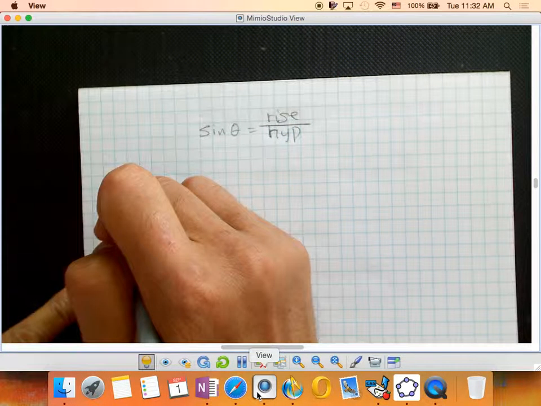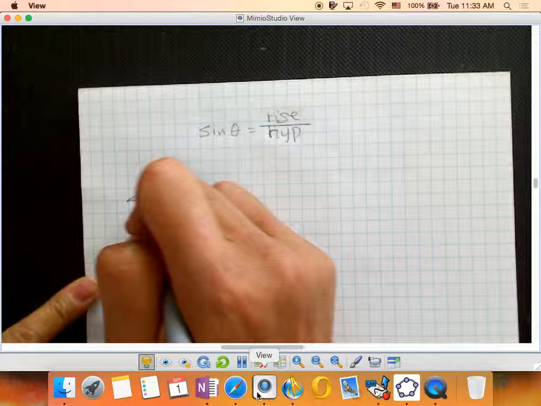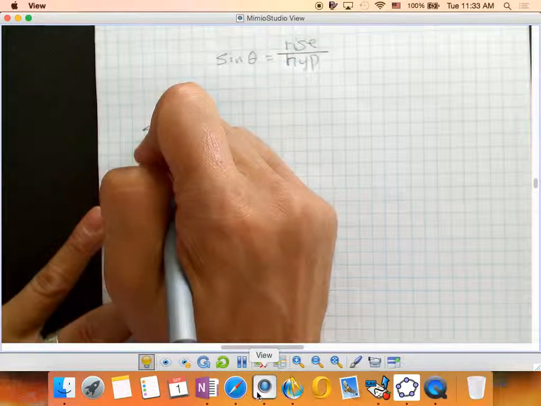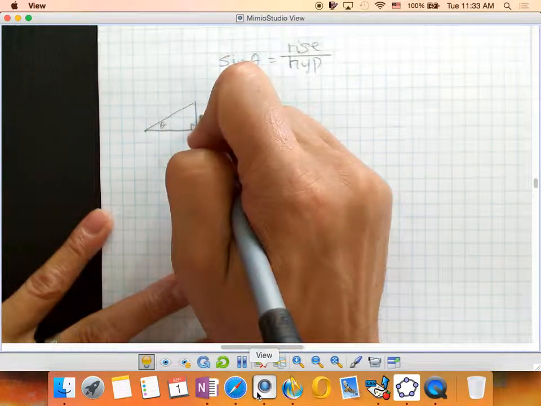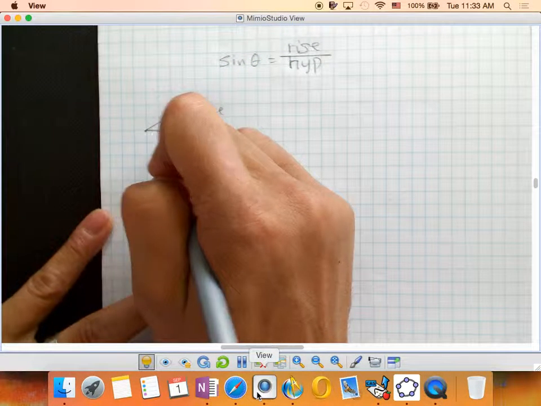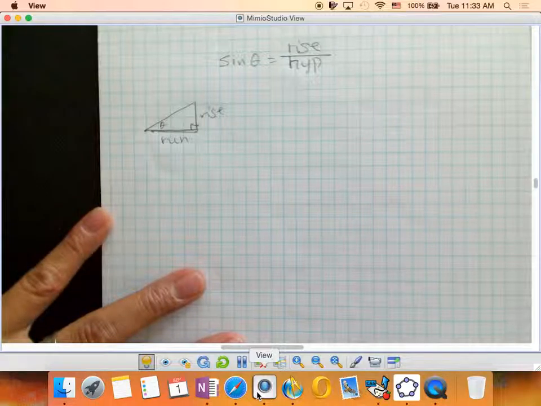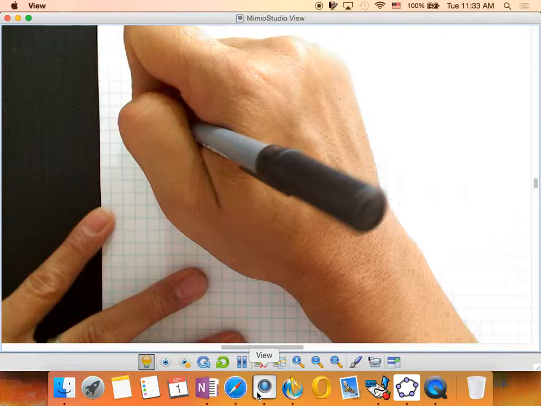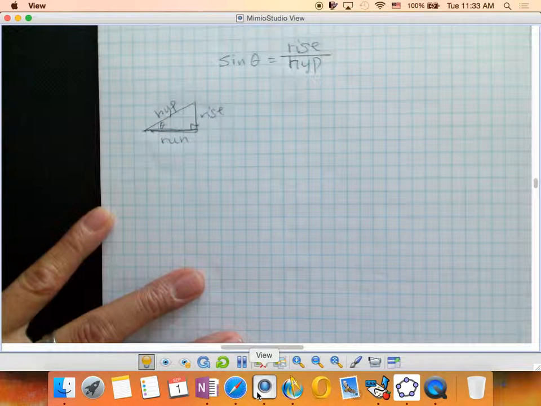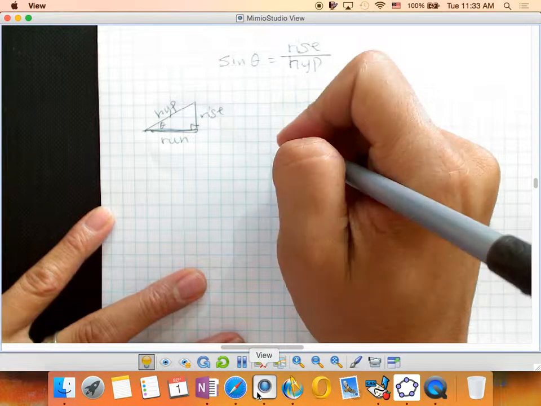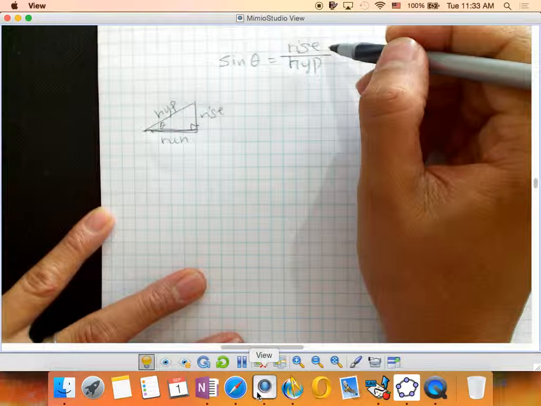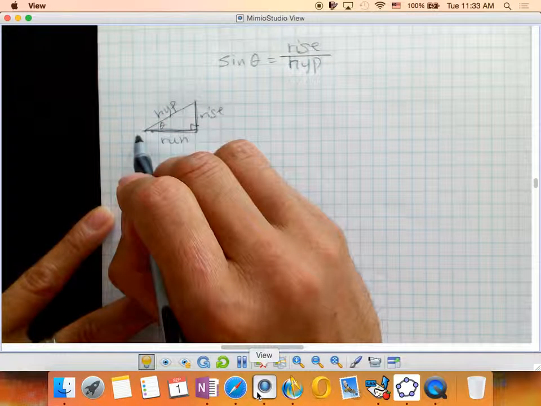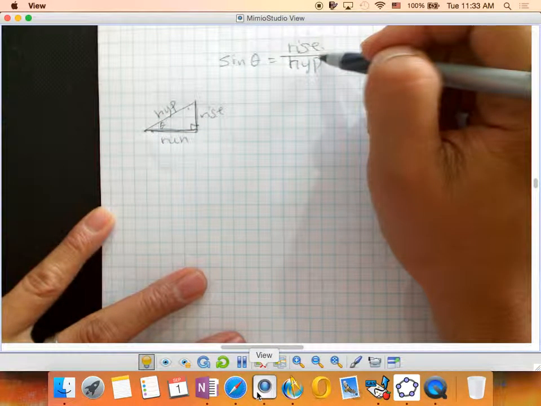So if we have a triangle like that, the angle over there will be theta, rise will be right here, that's our old friend, and the hypotenuse is right there, the longest side of the triangle. So sine is the ratio of rise to hypotenuse. In other words, rise divided by hypotenuse.